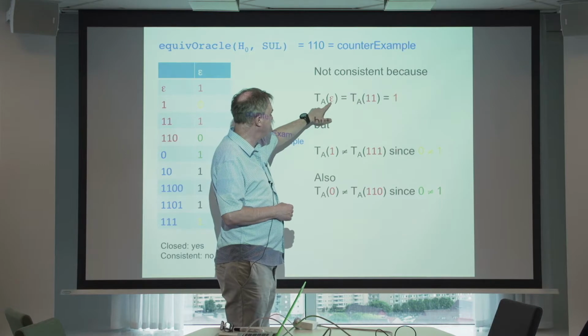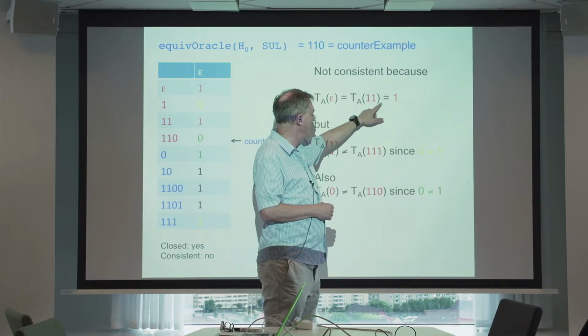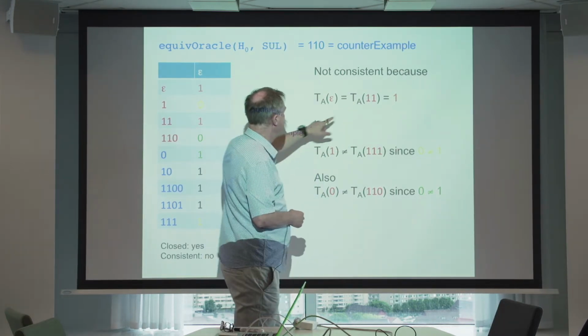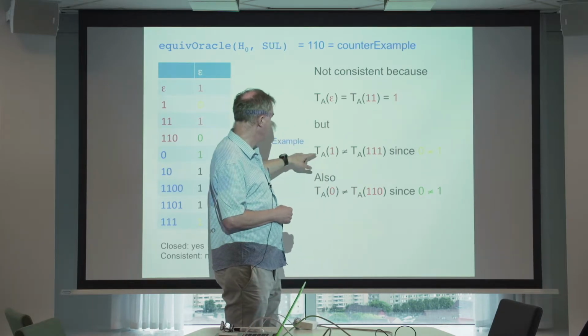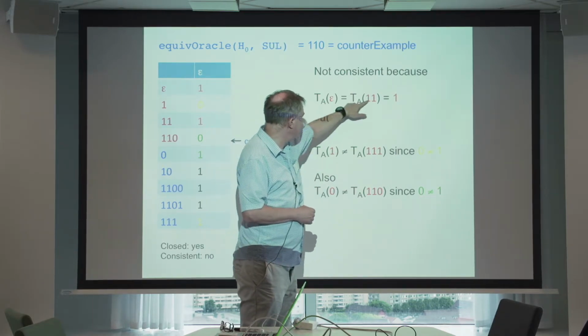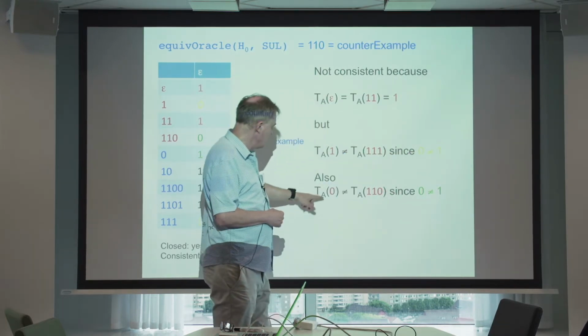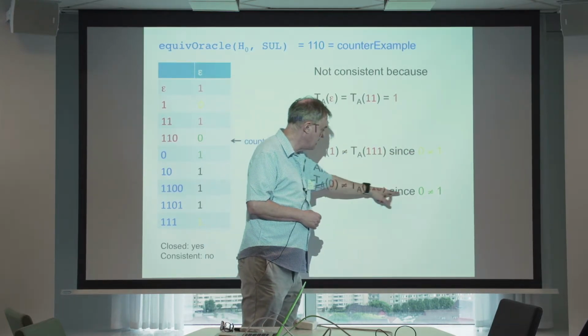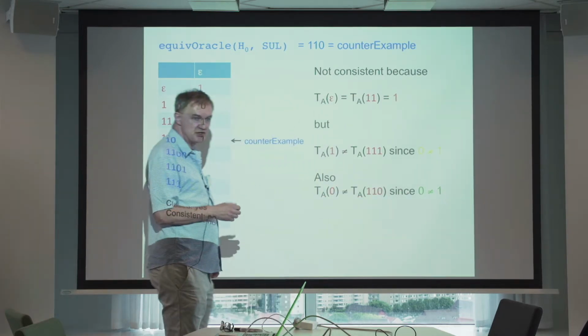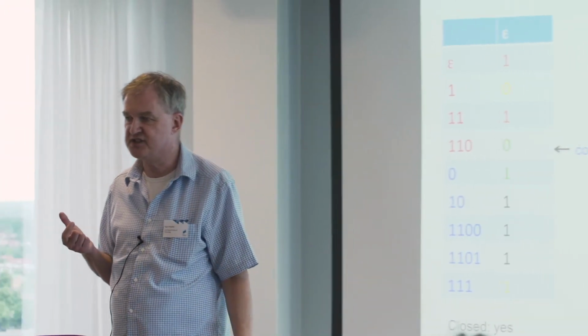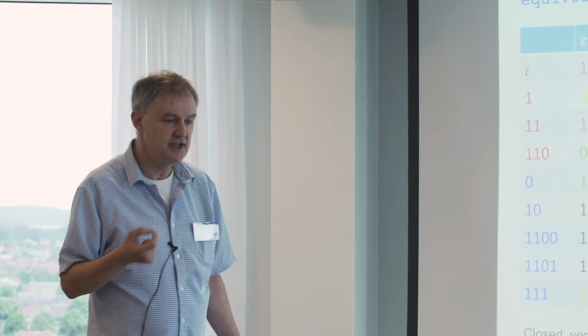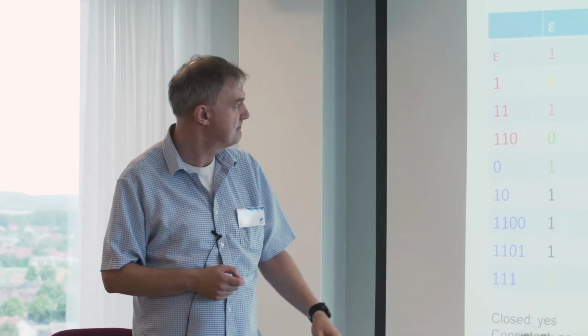So the row for epsilon and the row for 1, 1 both give me the value 1. But if I do a 1 extension of these things, I'll see that 0 is not equal to 1. And if I do a 0 extension, I'll again see that 0 is not equal to 1. So there are 2 failures of consistency right now, okay? So I have to fix those both.